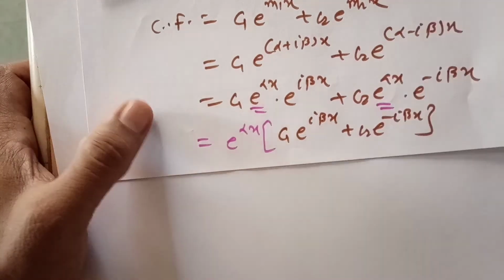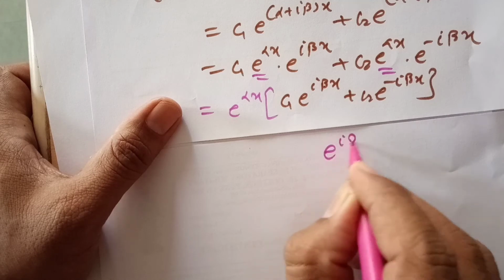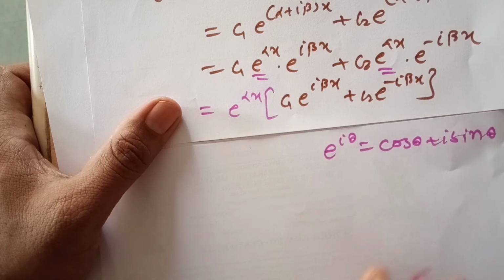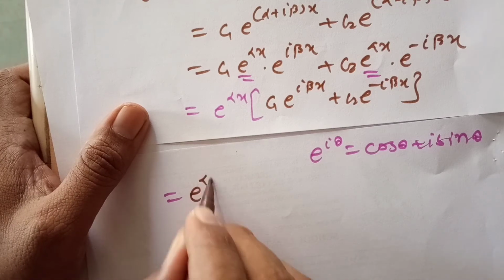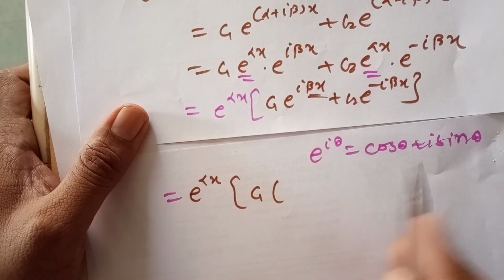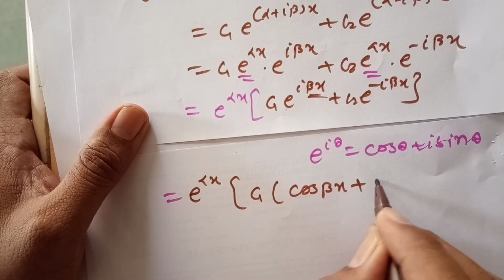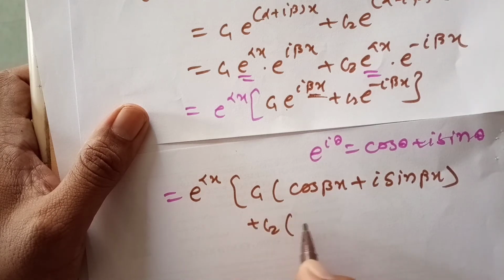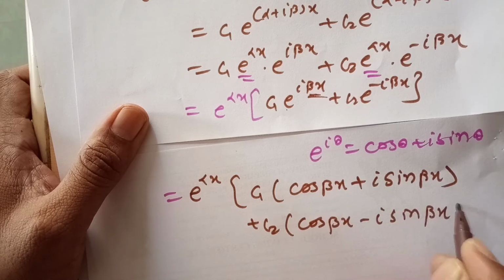Again, further I will try to expand this, and we know Euler's theorem. Euler's theorem is e raised to i theta equal to cos theta plus i into sin theta. This is Euler's formula. I will write it here. By using this Euler's formula, e raised to power alpha x into C1 into e raised to i beta x, this is equal to cos of beta x plus i into sin of beta x, plus C2 into cos of beta x minus i into sin of beta x. I am using this here.